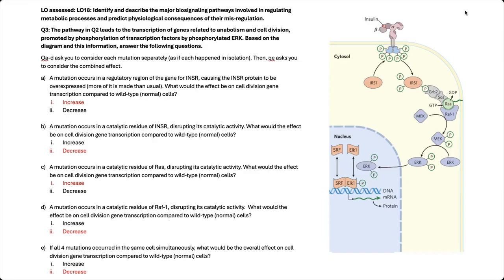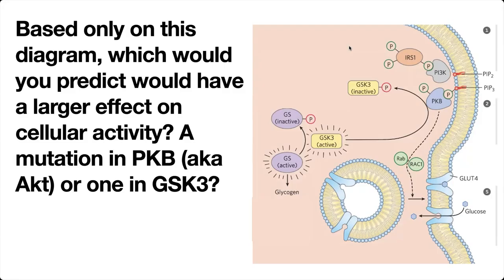So look at the most downstream thing and see what its effects are, but things upstream can matter, especially when you have branching pathways. So based only on this diagram, which do you predict to have a larger effect on cellular activity: a mutation in PKB, remember that's also known as AKT, or one in GSK3? So remember that this is part of that pathway we were talking about with the insulin acting through this pathway. But we don't even need to know that. We just need to see we have a diagram. We need to be able to follow some arrows.